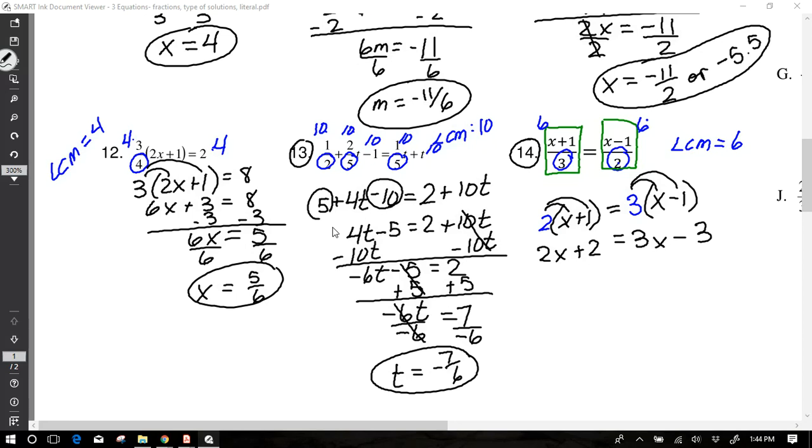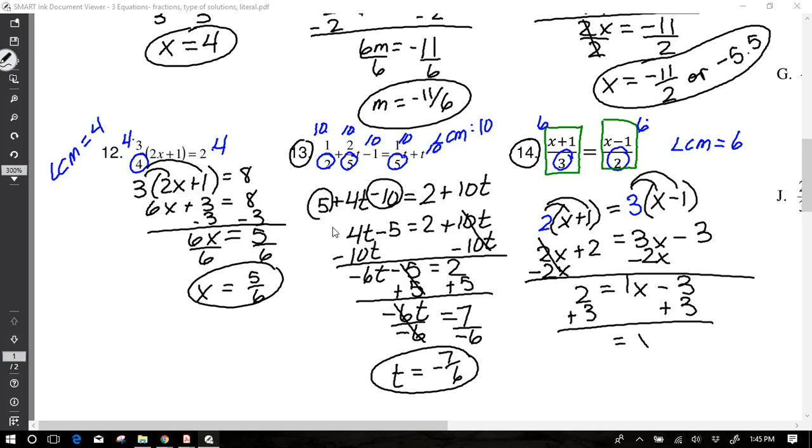I'm ready to start combining all of my terms. Let's move the x's to the left or to the right this time. 2 equals x minus 3. You could put the 1 there if you wanted, but you don't need to. And then let's move away this constant term. And I have x equals 5. Great job.